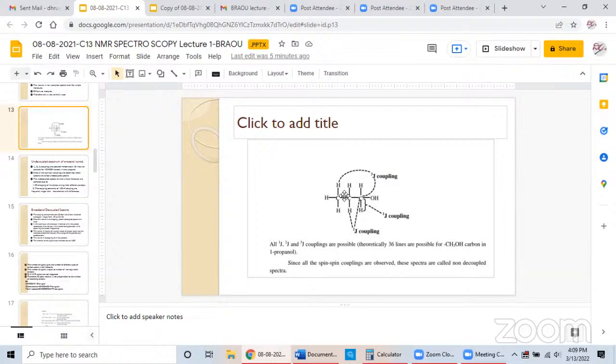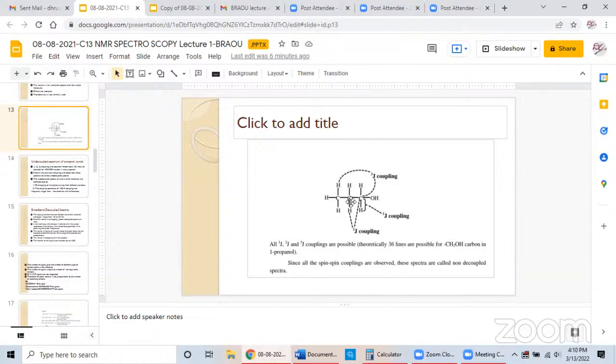Nb is equal to 2 hydrogens. Nc is equal to 3. You just calculate: put these figures in and multiply, 2Na plus 1 into 2Nb plus 1 into 2Nc plus 1. It will come to 36 lines. So just one carbon of a simple molecule of propanol will give you 36 lines.